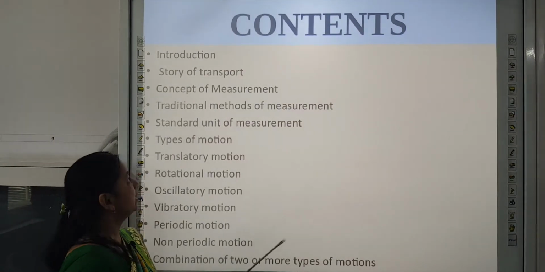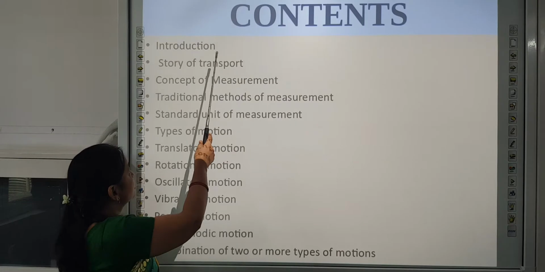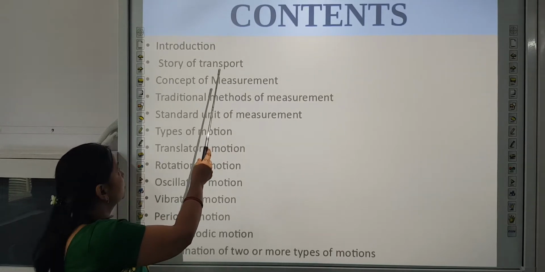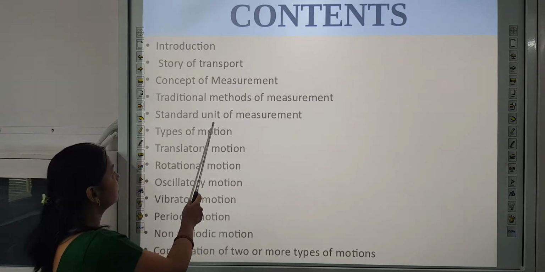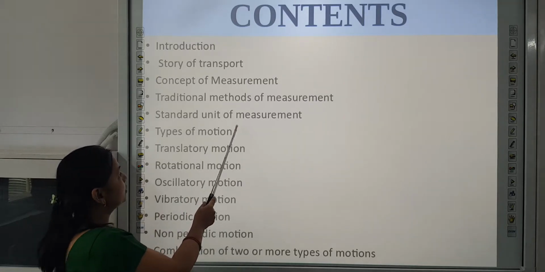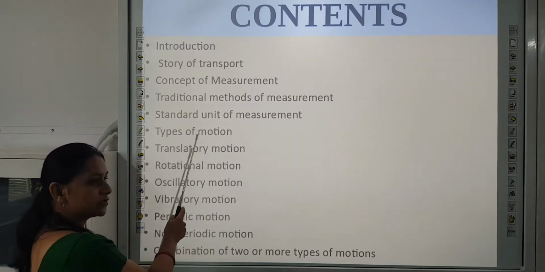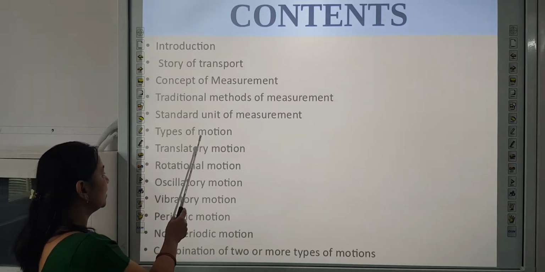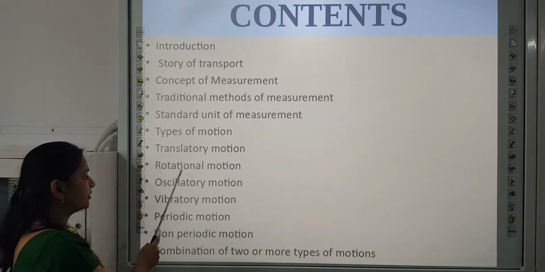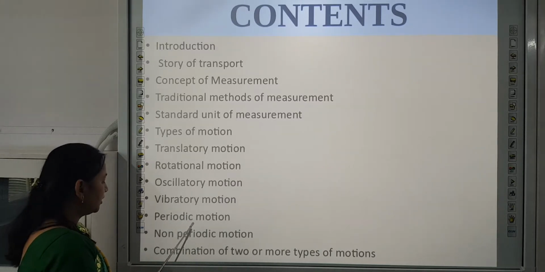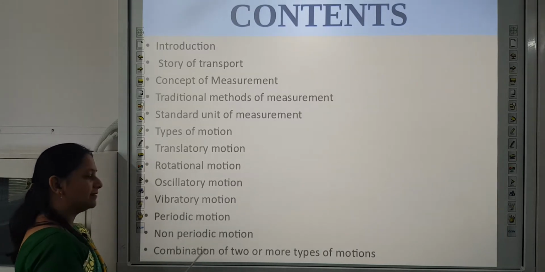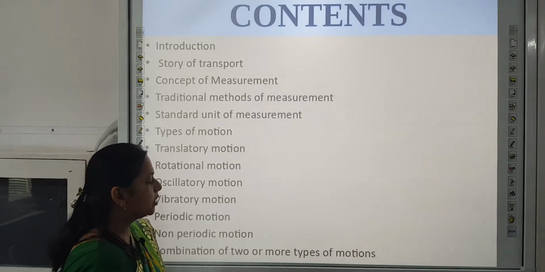In this chapter we are going to deal with, firstly, the introduction, then the story of transport, concept of measurement, traditional methods of measurement, and then the standard units of measurement. Types of motion we are going to do. In this we are going to do translatory motion, rotational motion, oscillatory motion, vibratory motion, periodic motion, non-periodic motion, and the combination of two or more motions.